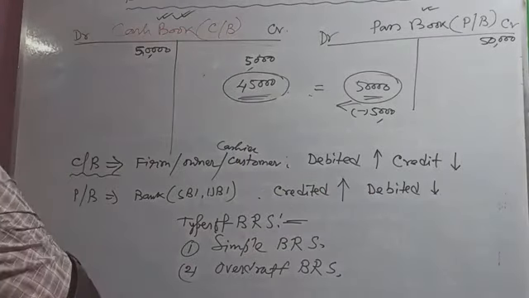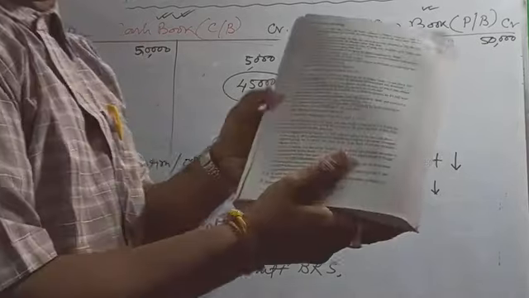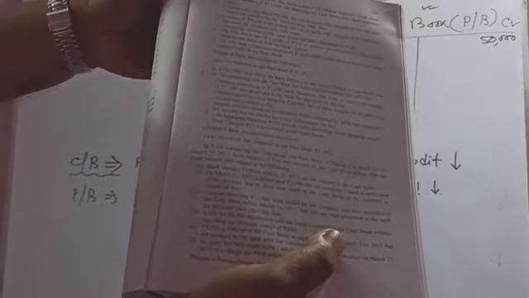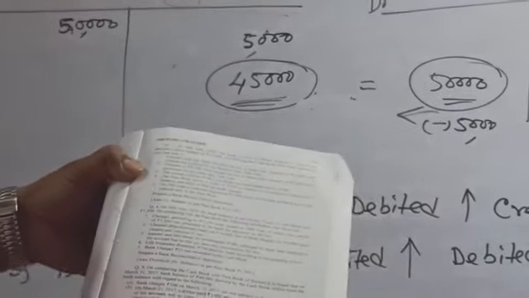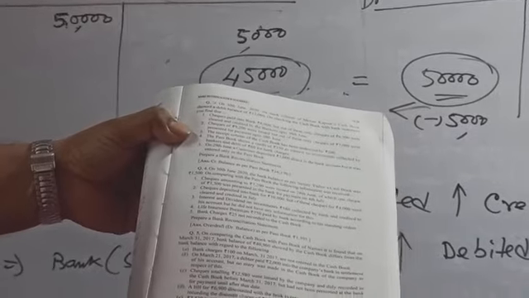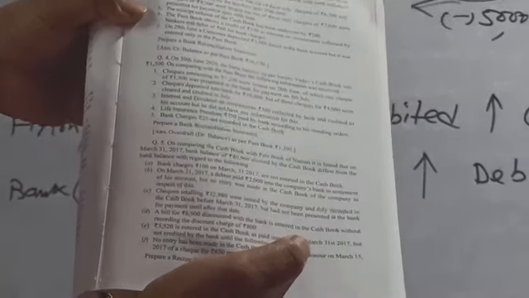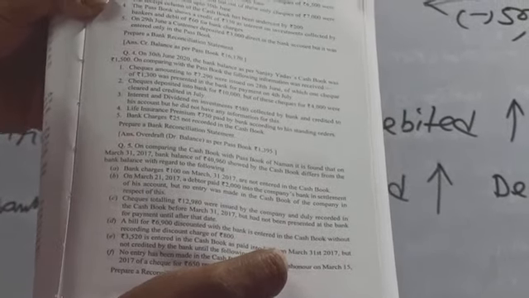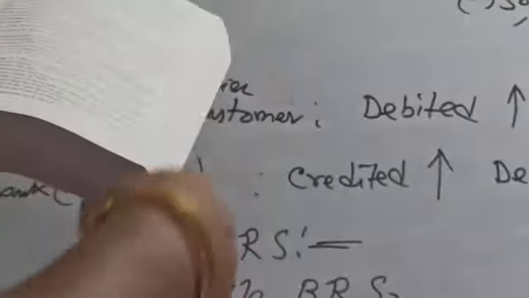Now let us take one example in your books. Question number 4. On 30th June 2020, the bank balance as per Sanjay Jadav's cash book was rupees 1,500. On comparing with the passbook, the following information was received. Five transactions are given. Prepare a bank reconciliation statement. Now I will solve this question on the board in detail.